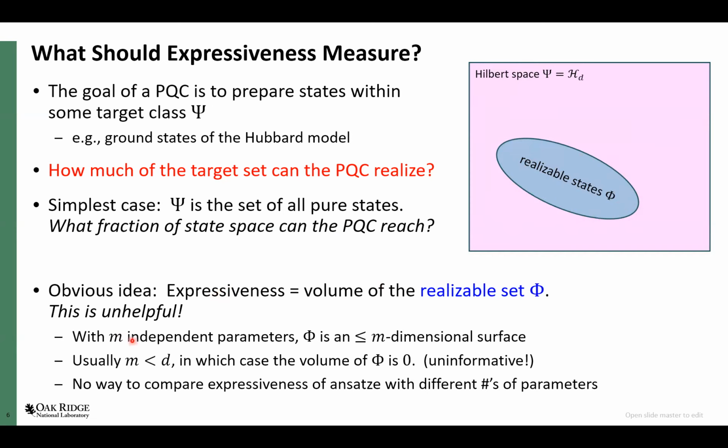If you have a circuit with m parameters, then the set that you can make is generally going to be some surface that has a dimension at most m. And since the number of parameters is generally less than the dimension of the Hilbert space, right? Hilbert space is big. You have a manifold which is of a lower dimension. And so strictly speaking, the volume of that manifold in this larger space would be 0. So that's not an informative metric. And this would prevent you from comparing the expressiveness of ansatz that have different dimensionality or different numbers of parameters.